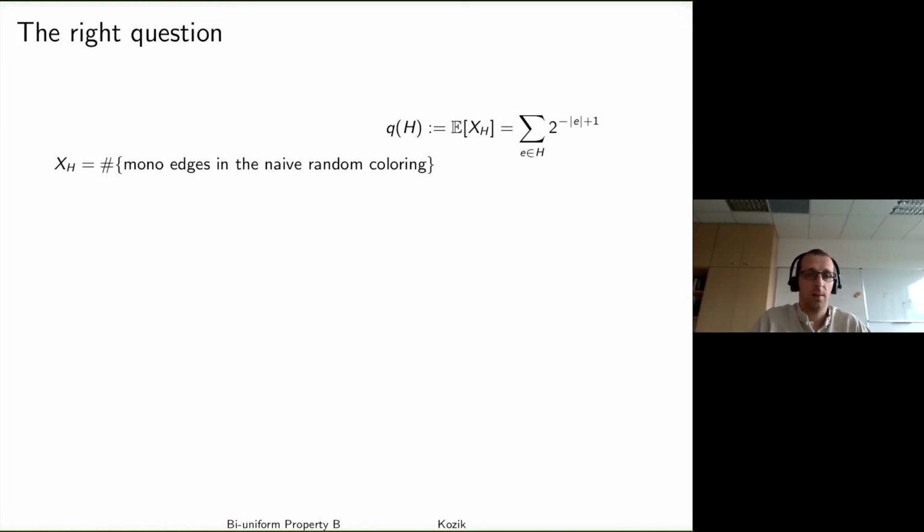We are going to formulate the analogous question to the previous one, of estimating the rate of growth of m(k). In order to do it properly, let's define a random variable X_H. It is just the number of monochromatic edges in the naive random coloring. Naive random coloring means that we're choosing the coloring uniformly at random. We can discuss the expected value of this random variable. It will be denoted by q(H), and clearly it can be expressed by this weighted sum of edges.